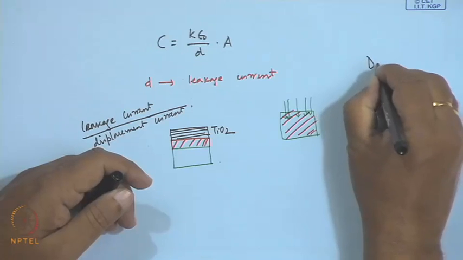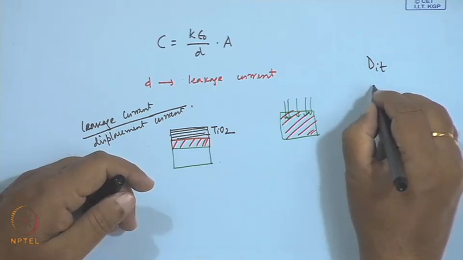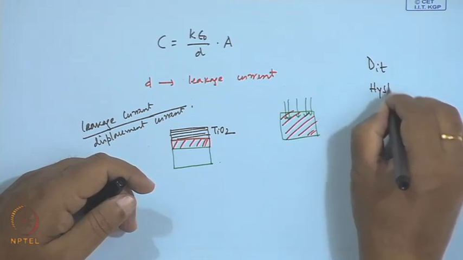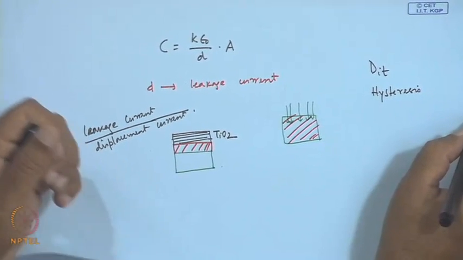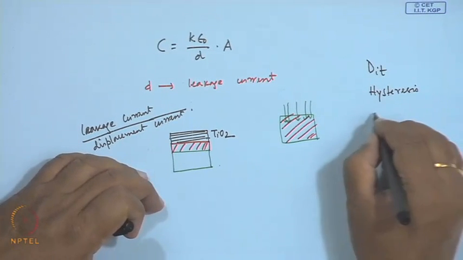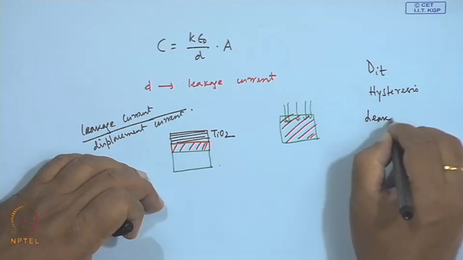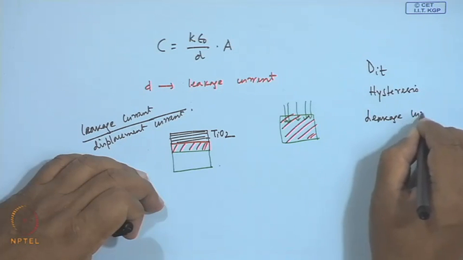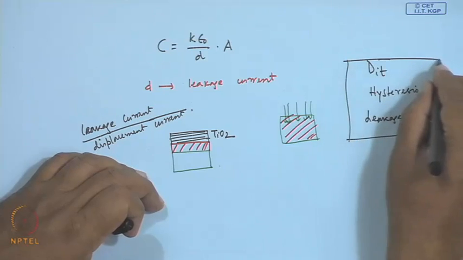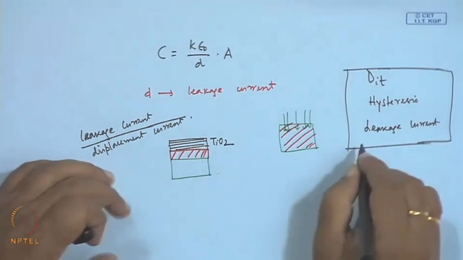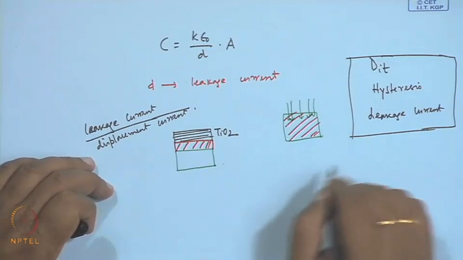At the same time, the interface trap density. So, that means one factor is the interface trap density, number 2 is the hysteresis, and number 3 is the leakage current. These are the 3 important parameters that one can evaluate for a particular MOS device.